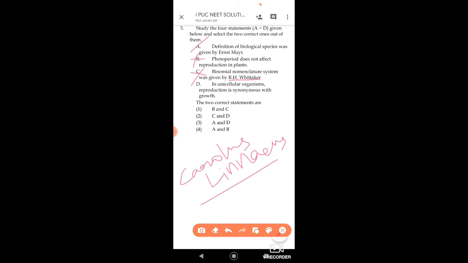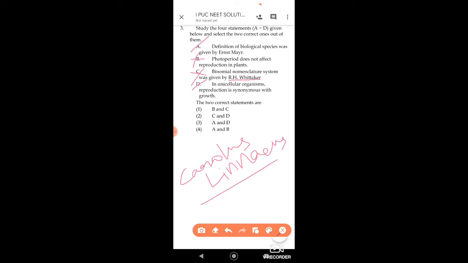In unicellular organisms, reproduction is synonymous with growth. Okay, this is the correct statement. Alright, because let me tell you, for example, if the cell division occurs, the organism reproduces as well as it means to say that it is also growing. It does not represent separately. So both terms we use simultaneously because the cell division itself results in reproduction as well as, that is in turn we can also call it as growth. So statement 4 is also correct.